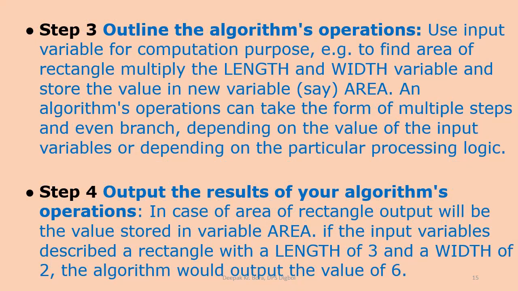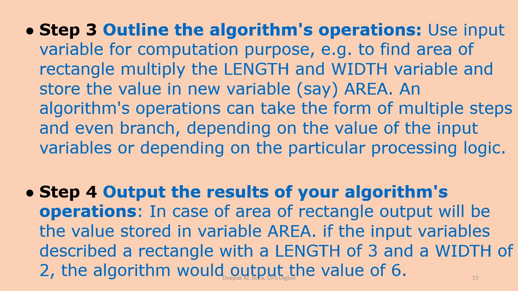Step 3. Outline the algorithm's operations. Use the input value variables for computation purposes. For example, to find the area of a rectangle, multiply the length and width variables and store the value in a new variable, say area. An algorithm's operations can take the form of multiple steps and even branch depending on the value of the input variables or depending on the particular processing logic.